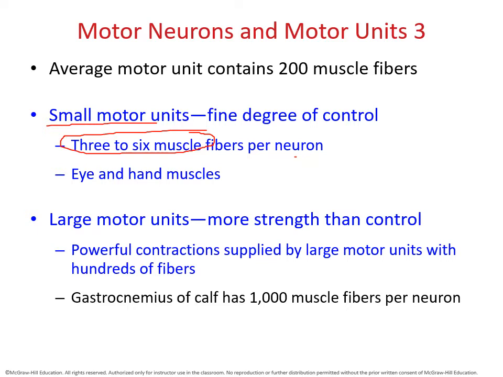On the other hand, you can have a large motor unit, and a large motor unit usually means that you'll have your neuron that will be able to communicate with hundreds of fibers. And when these hundreds of fibers contract in unison, it's going to generate a very powerful contraction. In this case, the large motor unit is more for strength than it is for control.